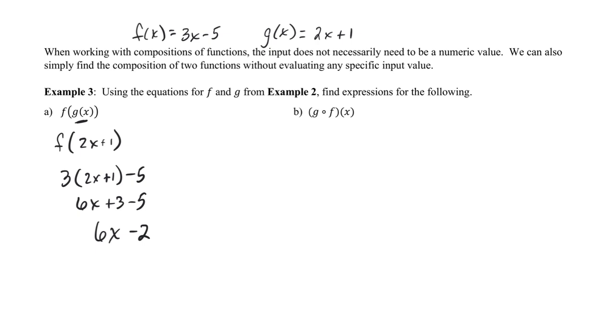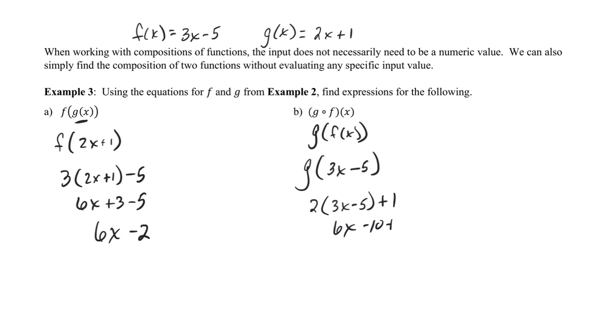Let's try b. I'm going to rewrite it because I don't like the way it's written. All right, I already know what the f of x function is, so I can take that f of x out because I know f of x is 3x minus 5. And then I'm going to go to the g function. I'm going to put 3x minus 5 where the x goes. Do a little algebra here and get 6x minus 9.